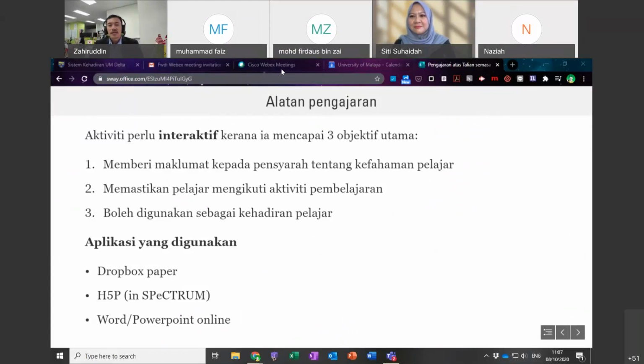Let me check the chat. Okay. Question: should we sign up for free or purchase the Microsoft Teams app? Actually, I believe that UiTM has the whole Microsoft suite. So please don't purchase it yourself. It will cost you money, money that the university has already paid for you. So ask your teaching and learning center for the account. Make sure that they give you the right account.